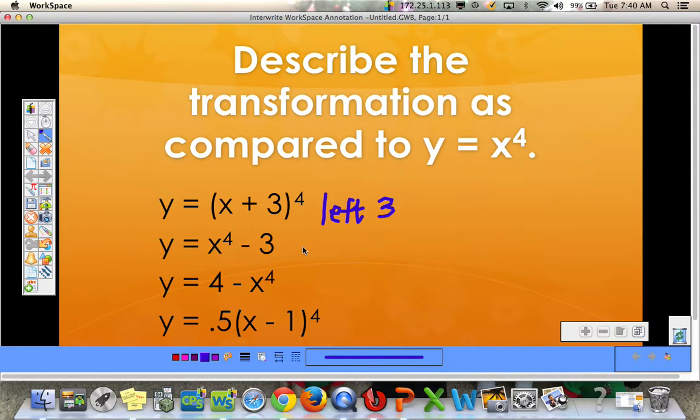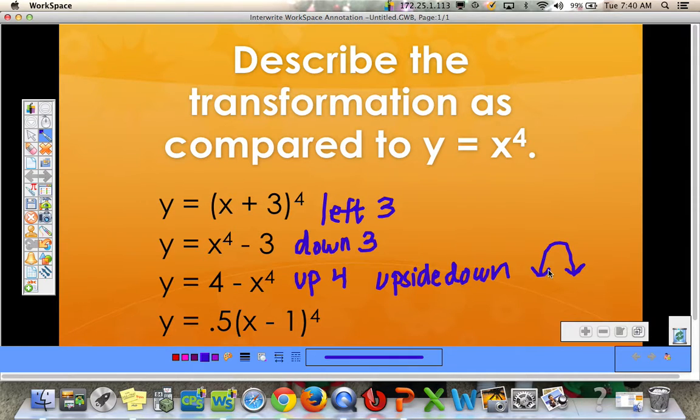The minus 3 on the outside of the parentheses would be down 3. The 4 on the outside would be up 4. And the negative in front of the x to the fourth would make it upside down, kind of like the slope. The 0.5 would make it wider. And the minus 1 on the inside of the parentheses would make it shift right 1. And remember, if you ever forget any of the transformations and you have a graphing calculator, you can graph the parent function and you can graph the shifted function to see how it shifts.